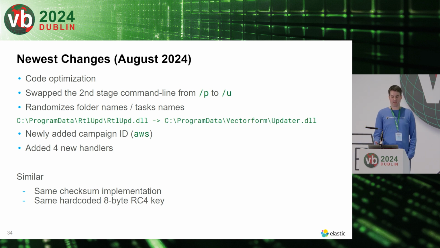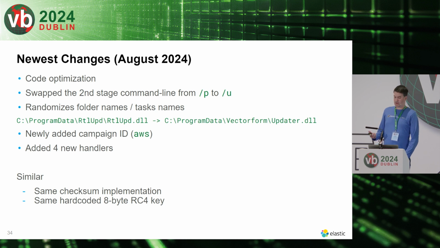And then something that they added was they randomized the folder names and the task names where WARMCOOKIE will get installed. Before, all the WARMCOOKIE infections were hard-coded. They always existed in this ProgramData folder, RTL UPD, and they always had this RTL UPD.dll all the time. They've gotten rid of that. They've moved to more randomization for the folder names, and now they use updater.dll.